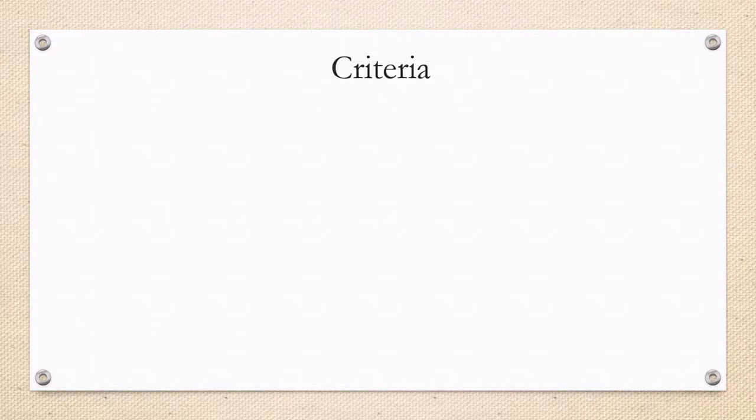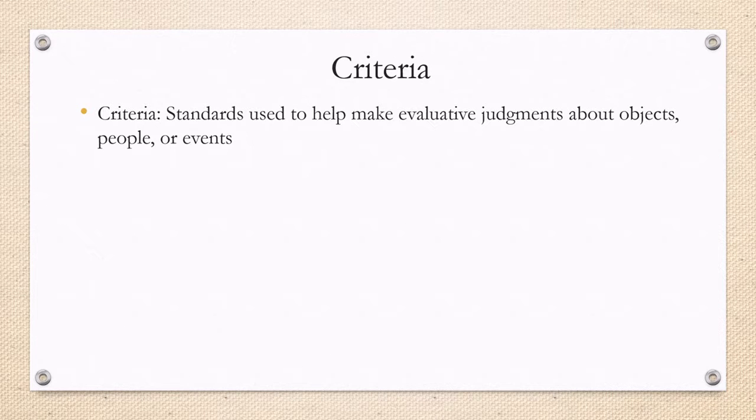So we use the word criterion to talk about job performance. But what are criteria? Criteria are standards that we use to help make evaluative judgments about objects, people, or events. It can be anything, really. And we use these even if we aren't aware of it. How do we judge the quality of a movie or a restaurant or a gift that someone gave us? What criteria might we use for some of these?